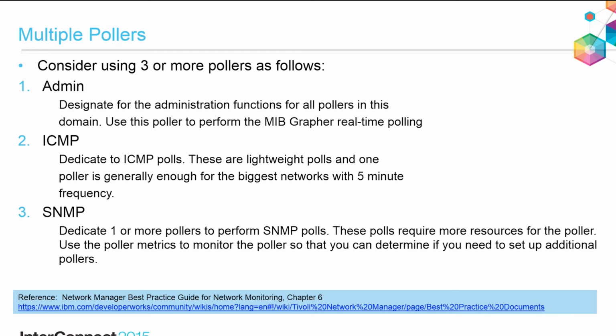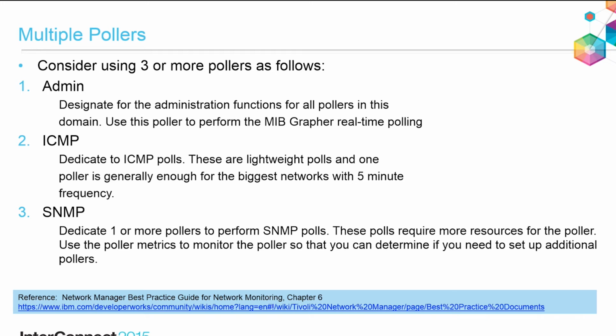Obviously it depends what you're polling. If you're polling interface variables and you have lots of large interface tables, and particularly if you're storing the data as well, then you might get to the point where you want more than one polar dedicated to SNMP.